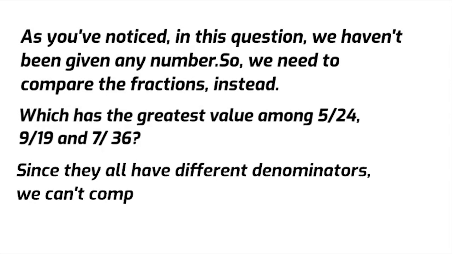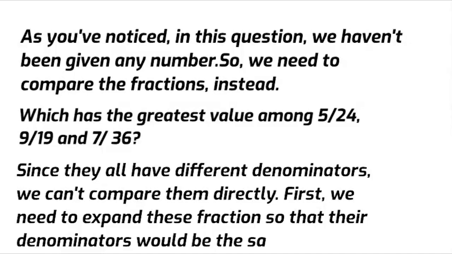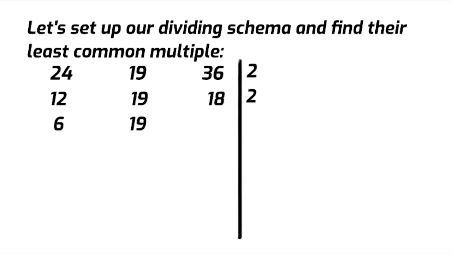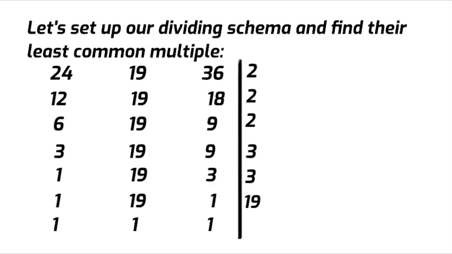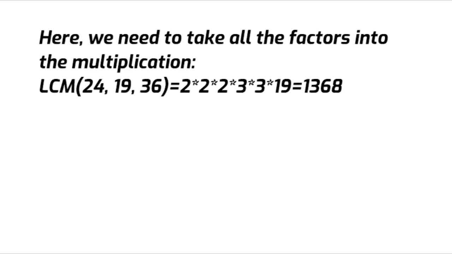Since they all have different denominators, we can't compare them directly. First, we need to expand these fractions so that their denominators would be the same. Let's set up our dividing schema and find their least common multiple. Here, we need to take all the factors into the multiplication and we get our LCM as 1368.